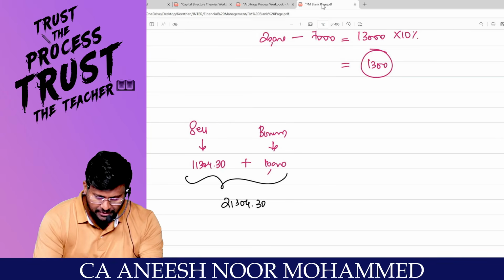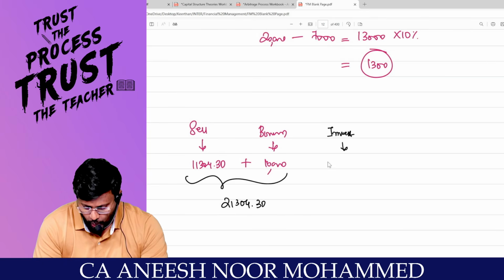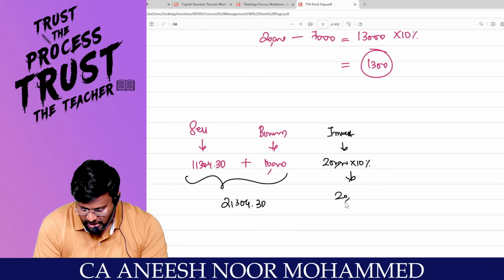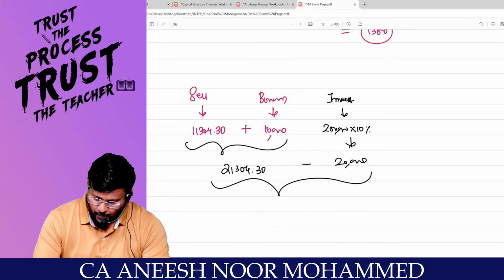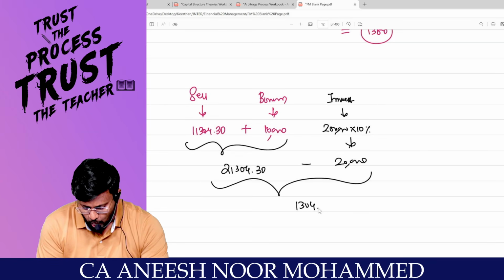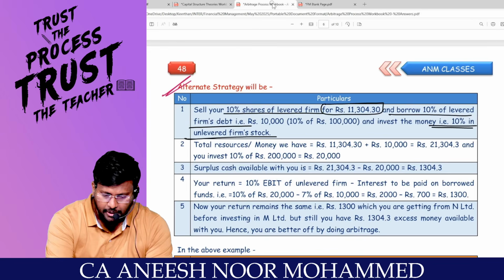So out of this money available, you have to invest. You are going to invest 2 lakh into how much percent? That means from your pocket, how much money will go? That means, sir, 21,304.3 minus 21,000 means 1,304.30 will be there still in your pocket. This is called as arbitrage gain.